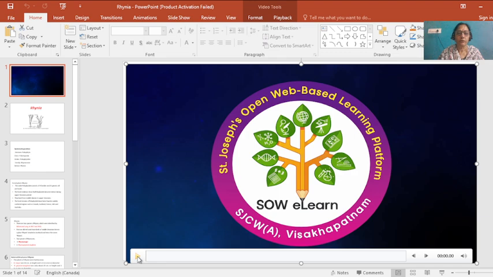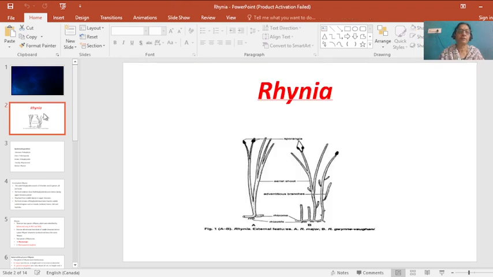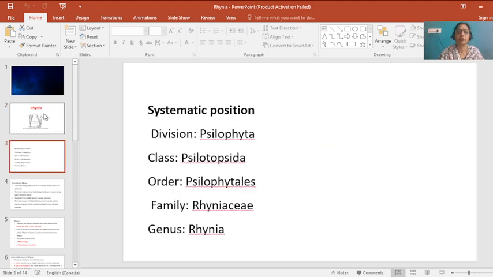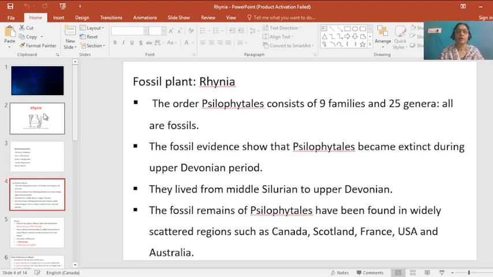Today we are going to discuss another vascular cryptogam called Rhynia. If you see the systematic position of Rhynia, it belongs to division Xylophyta, class Xylophytopsida, order Xylophytales, family Rhyniaceae, genus Rhynia. The fossil plant Rhynia, belonging to order Xylophytales, consists of 9 families and 25 genera, all of which are fossils.